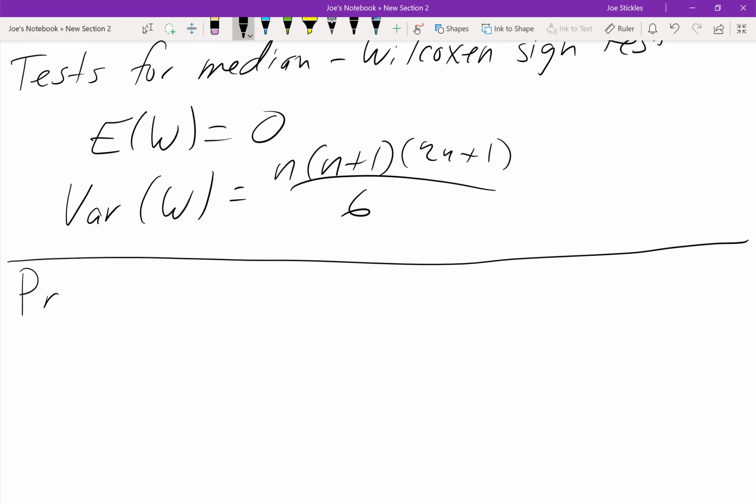What I mainly wanted just to talk about is different properties of estimators.